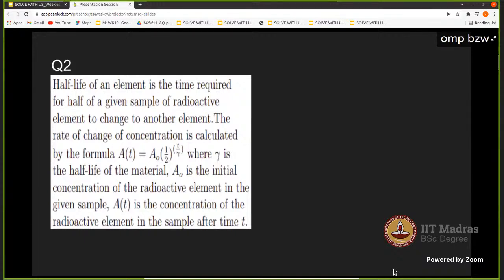The rate of change of concentration is calculated by the formula A(t) = A0 × (1/2)^(t/γ), where γ is the half-life of the material, A0 is the initial concentration of the radioactive element in the given sample, and A(t) is the concentration of the radioactive element in the sample after time t. Okay, this is a big data we have given to you.